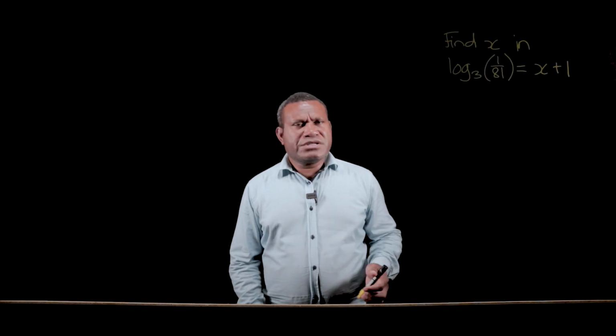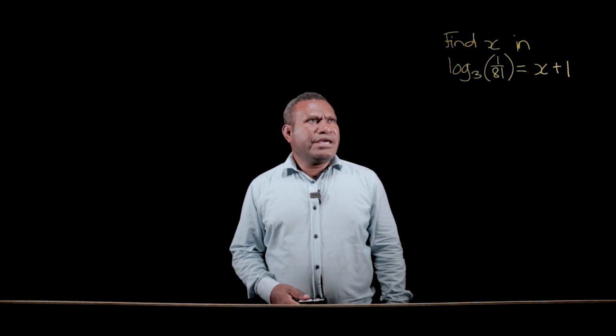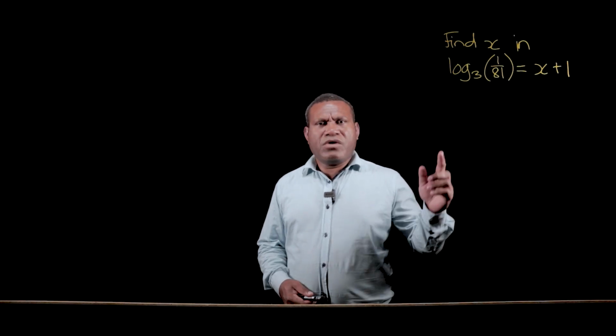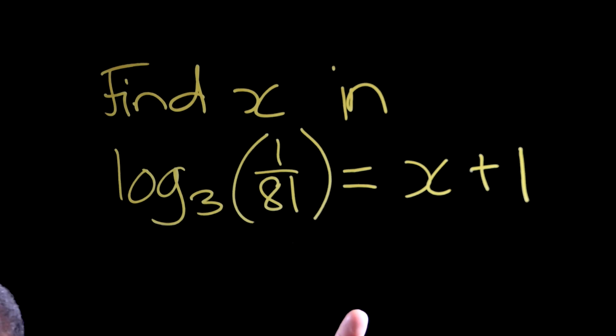Welcome back. We're now going to look at a short answer question on logarithm. Here I've got a question that reads, find x in log of 81 to base 3 is equal to x plus 1. This is how you're going to do it.